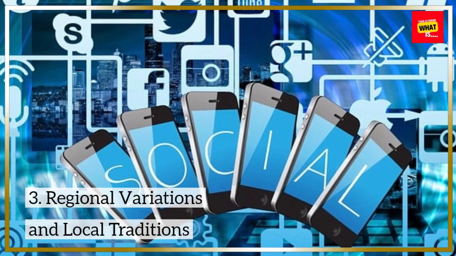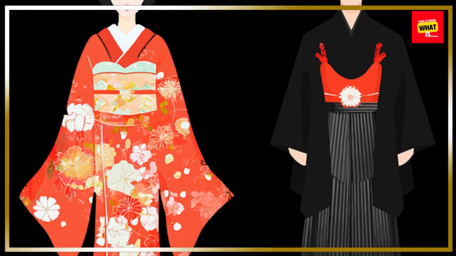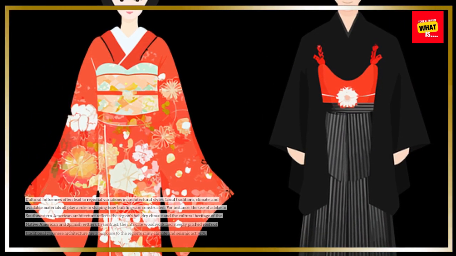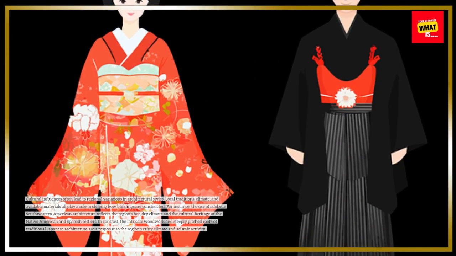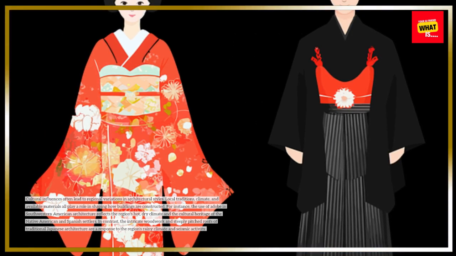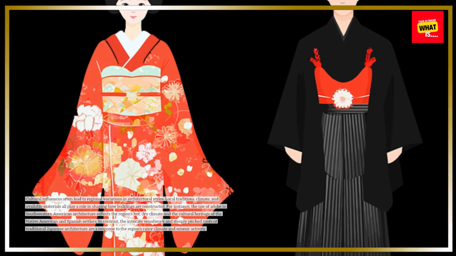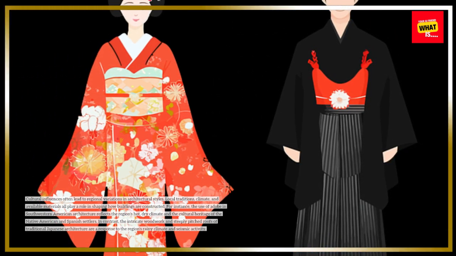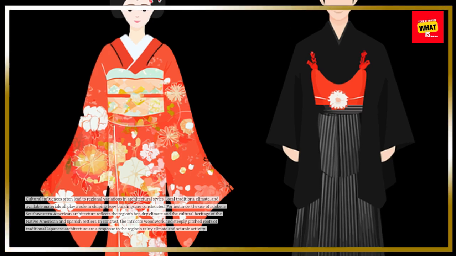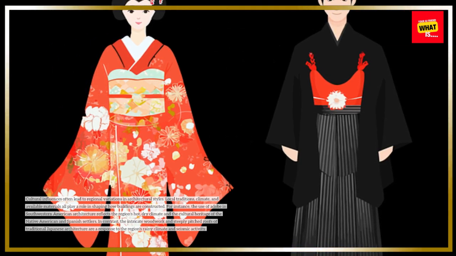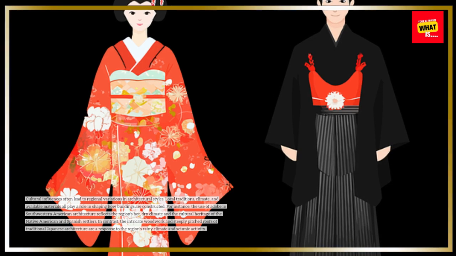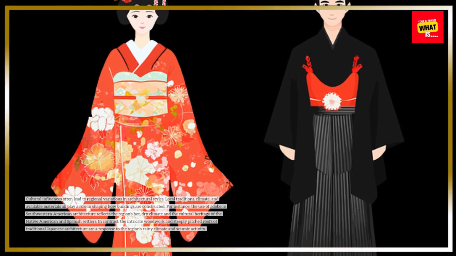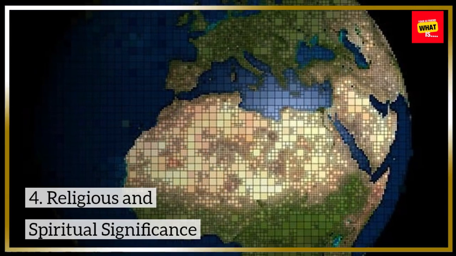3. Regional variations and local traditions. Cultural influences often lead to regional variations in architectural styles. Local traditions, climate, and available materials all play a role in shaping how buildings are constructed. For instance, the use of adobe in southwestern American architecture reflects the region's hot, dry climate and the cultural heritage of the Native American and Spanish settlers. In contrast, the intricate woodwork and steeply pitched roofs of traditional Japanese architecture are a response to the region's rainy climate and seismic activity.